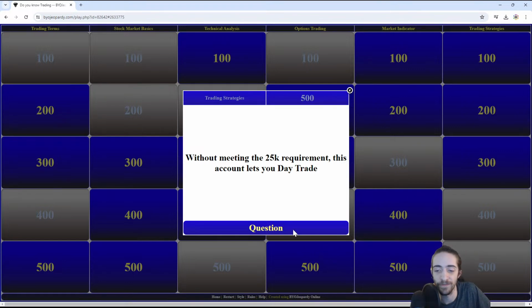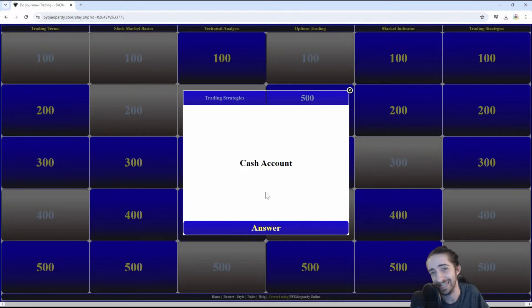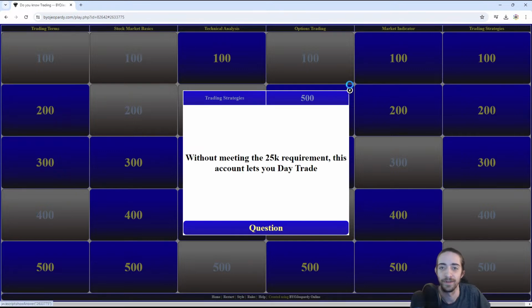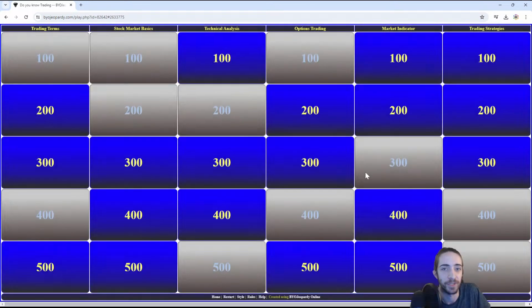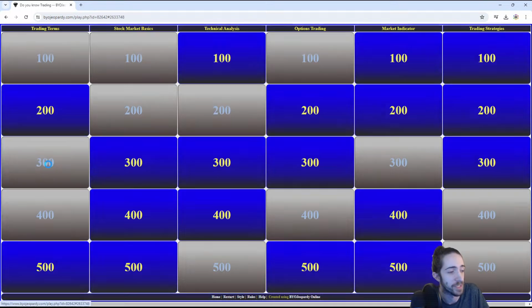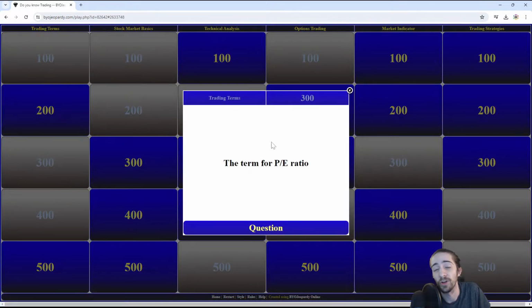Perfect, guys. Perfect. We are looking for what is a cash account. All right, so let's go with trading terms for 300. The term for PE ratio, right? So now we're getting a little bit tougher, right? This is something that we don't really talk about too often if you're trading options or trading stocks or futures. We don't tend to talk about the PE ratio, but let's see what we got.